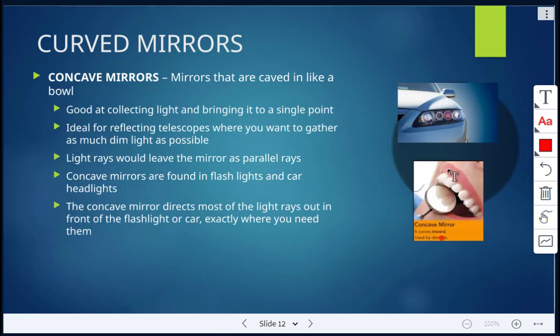All right, so in dentistry as well, concave mirrors are used because it curves inward, and they are used in dentistry.